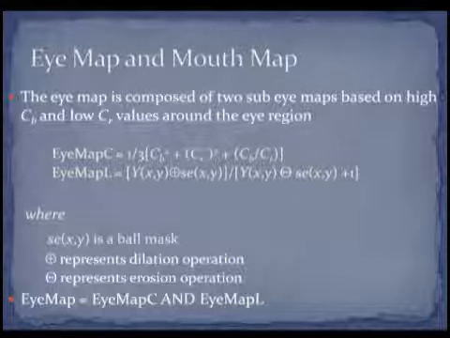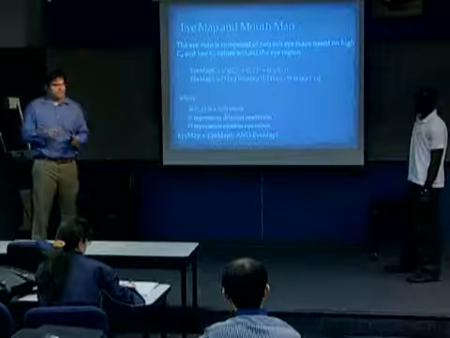The eye map is composed of two sub-eye maps, based on high Cb values and low Cr values around the eye. The first eye map, EyeMap C, takes the Cb component, squares it, takes the inverse or the negative of the Cr component, squares it, and adds it finally to the Cb divided by Cr component. The 1/3 is to ensure that the value is between 0 and 1.